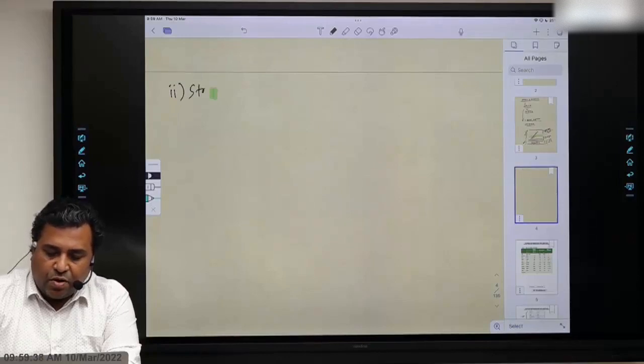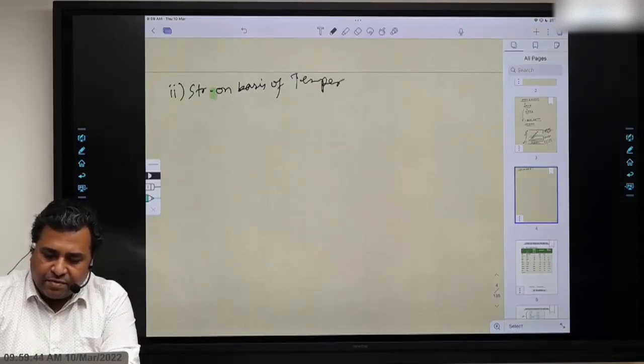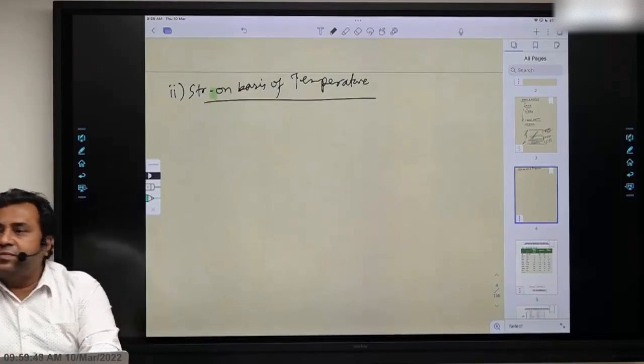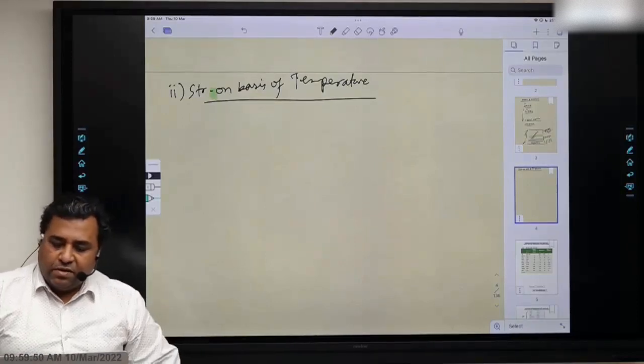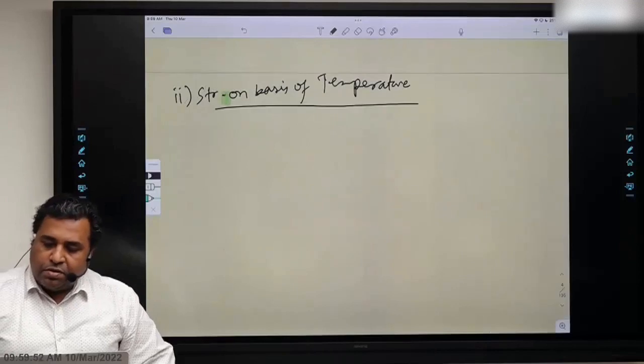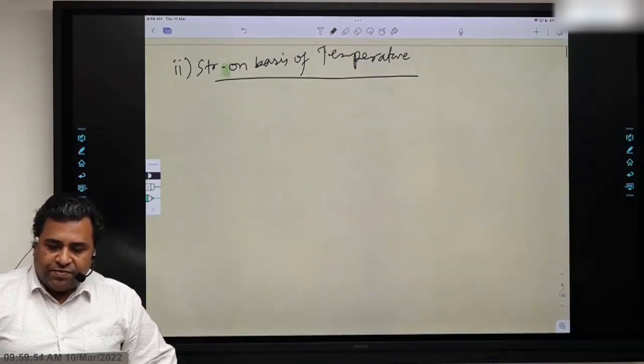Structure on the basis of temperature. Structure on the basis of temperature. ठीक है? So when you talk of this, the structure on the basis of temperature, what do we get?